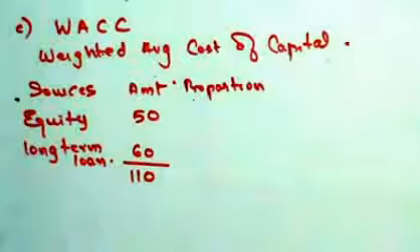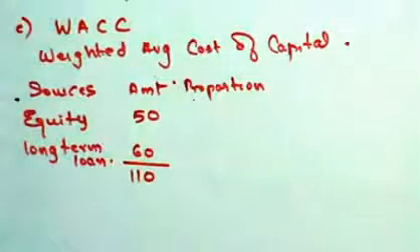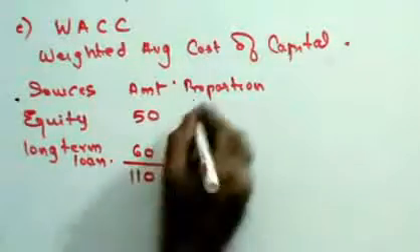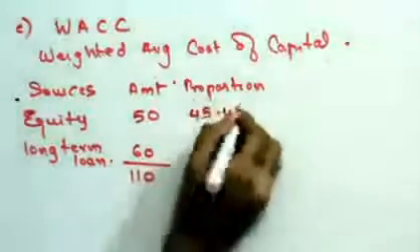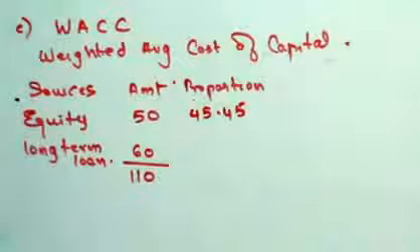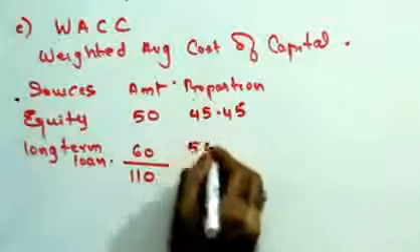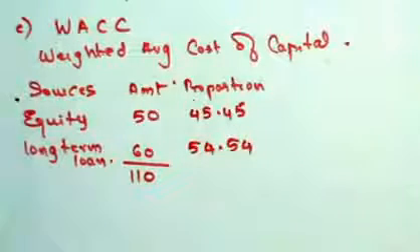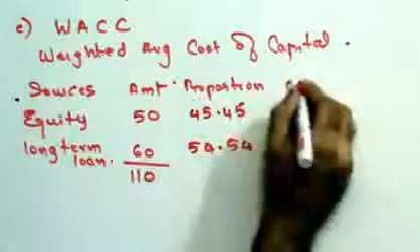50 divided by 110 is? Sorry, 100. Retained 150, right? Retained earnings. No, retained earnings don't have 45.45, because retained earnings don't have a cost of capital. Why should retained earnings have a cost of capital? 45.45. This is 45.45. I'll just show you, right? Long term loan, someone, 54.54. Right? Now, I need to find out cost of capital.